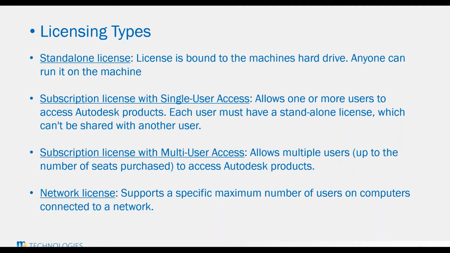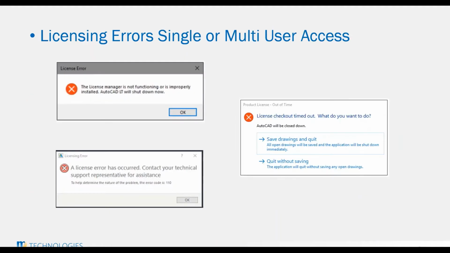If you have 7 seats and you have 8 users, that 8th user goes to click it, they're not going to get a license, they're going to get an error saying no licenses are available. So depending on what model you have, I want to touch upon these briefly and go through some of the most common errors that we see and give you some ideas around what you can look for and how you can try to correct it. So with that, I'll move on to the next slide.